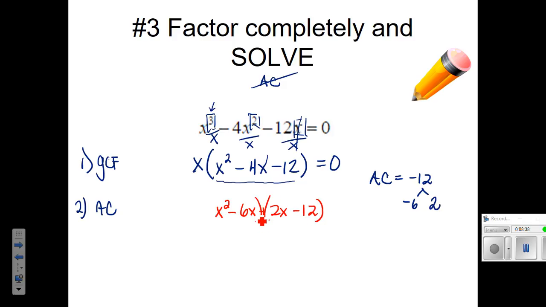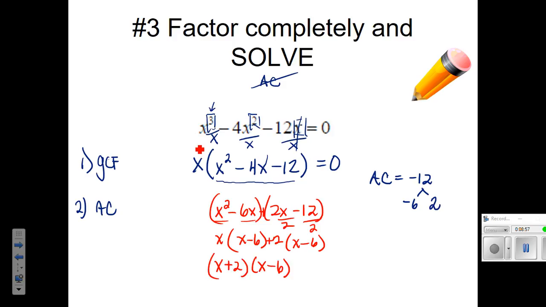And group them. So what do these two have in common? They have an x in common. So x minus 6. These guys have a 2 in common. So plus 2, x minus 6. The two factors would be x plus 2 and x minus 6. Then you have to bring out the original factor that you took out to begin with. And so all our factors are x, x plus 2, and x minus 6.